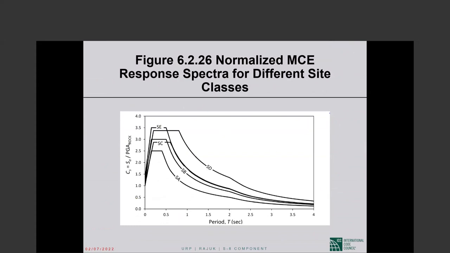Okay, so this is what we are dealing with in BNBC 2020. On the y-axis is C sub S, which I pointed out is S sub A divided by PGA on rock. So far, everything is MCE level. MCE level C sub S is MCE level S sub A divided by MCE level PGA on rock. On the x-axis, on all spectra, it is the period of the structure, T.